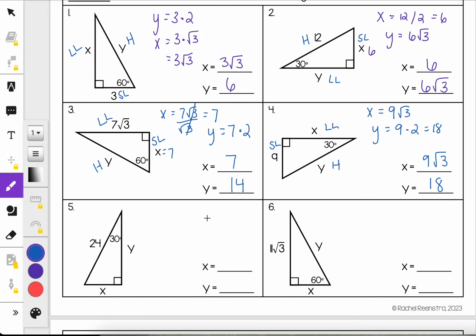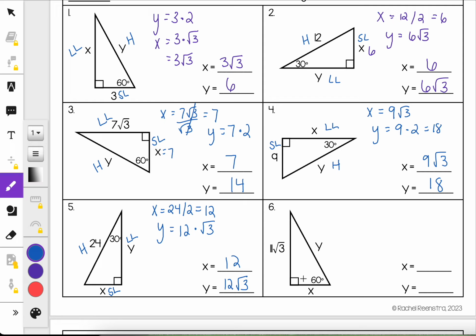All right. If I look at number 5, I'm given my hypotenuse. I want to find my short leg first, which is x, and then I can use that to find my long leg. Okay, so my hypotenuse to my short leg is going to be divided by 2, which is 12. Then I'm going to do x, which is my short leg, times root 3 for my long leg, which is 12 root 3.